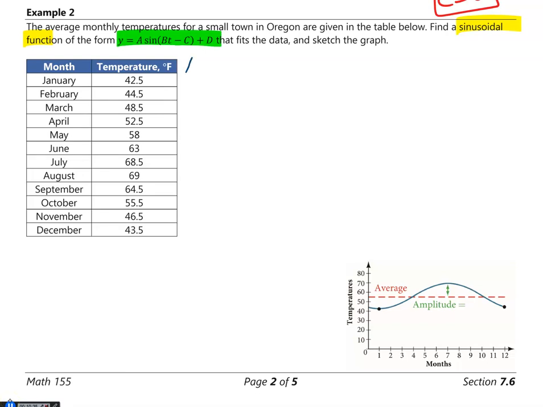Let's start with A. Remember, it's the maximum minus the minimum over 2. So where is the maximum, the minimum here? So this is the maximum, and this is the minimum temperature. And let's solve that. It's going to be equal to 69 minus 42.5 over 2. So A is equal to 13.25 to be exact.